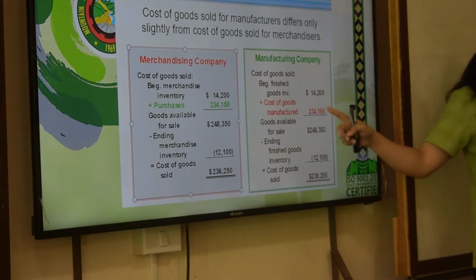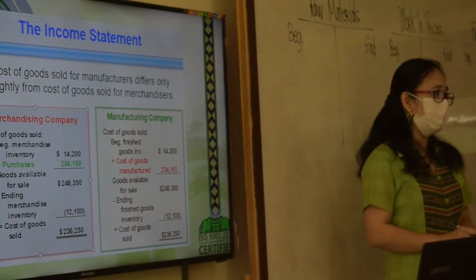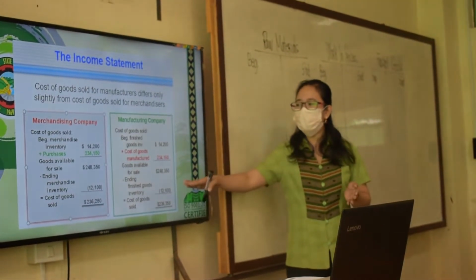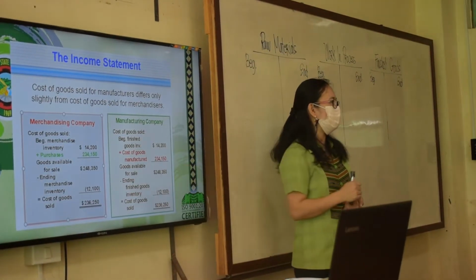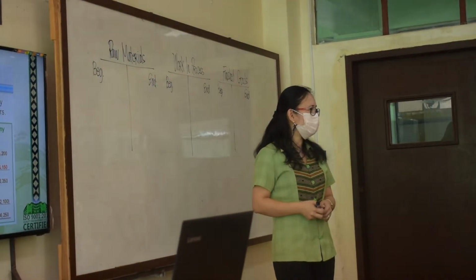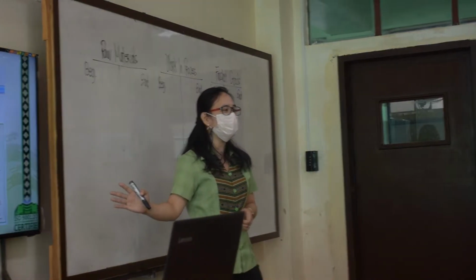The beginning inventory plus the cost of goods manufactured gives you your goods available for sale. If you have any question, just raise your hand. Then the ending inventory will be deducted from the goods available for sale for you to come up with your cost of goods sold. Clear so far? This is how we present our answers if our teachers ask for your answer in good form. There should be a detail column, and then the figure column.